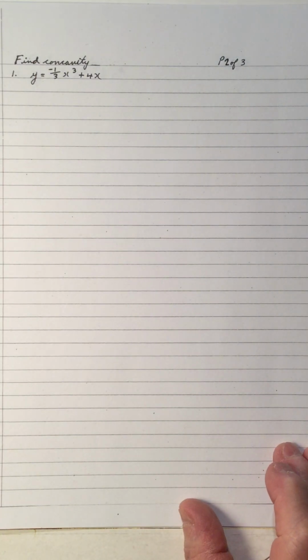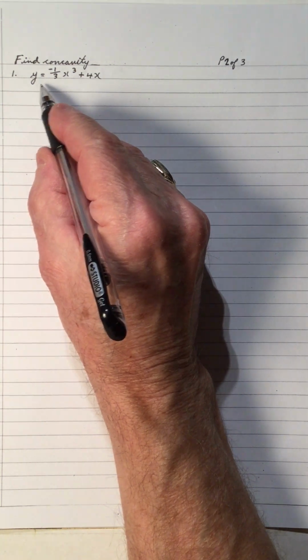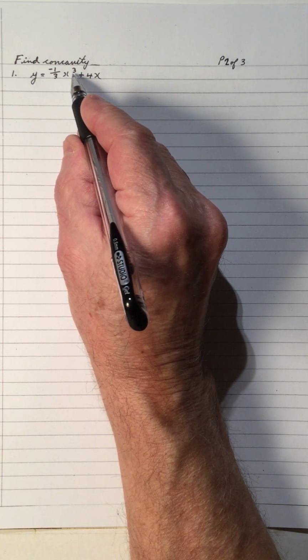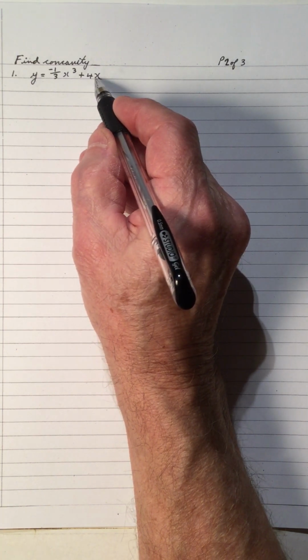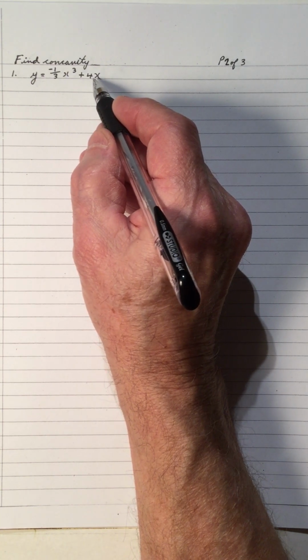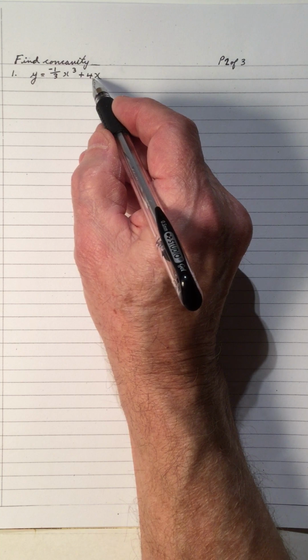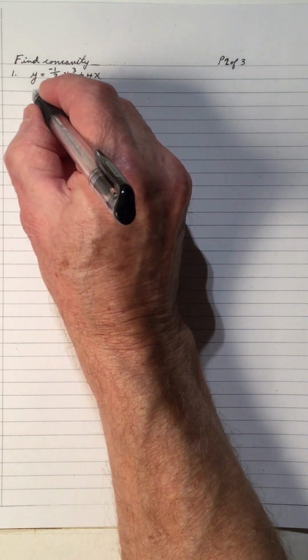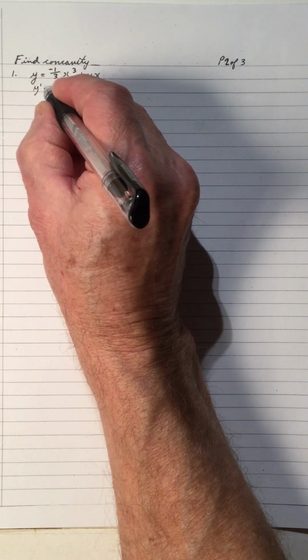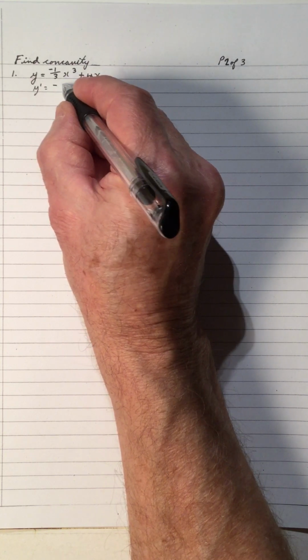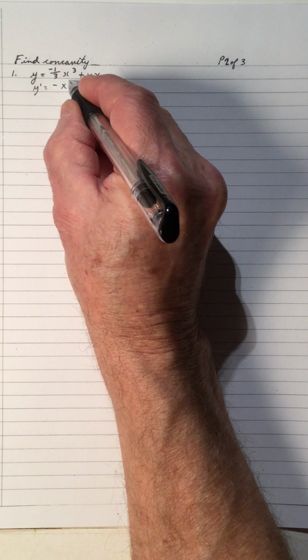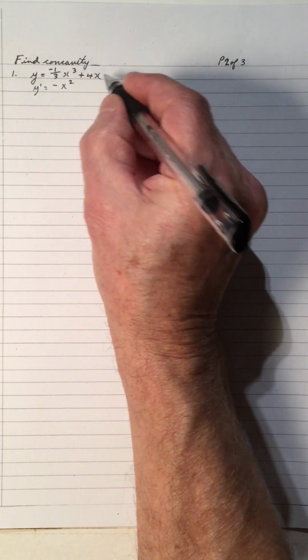Find the concavity. Notice here we have a cubic, which is degree 3, so y equals negative 1/3 x cubed plus 4x. Concavity is found when we do the second derivative and make it equal to 0. So the first derivative, y prime: negative 1/3 times 3 is negative 1, and 3 subtract 1 is 2.